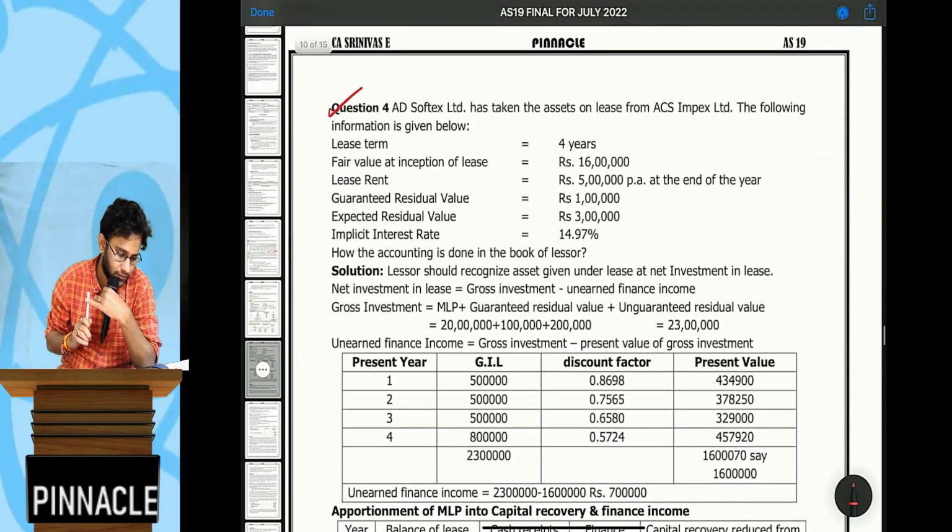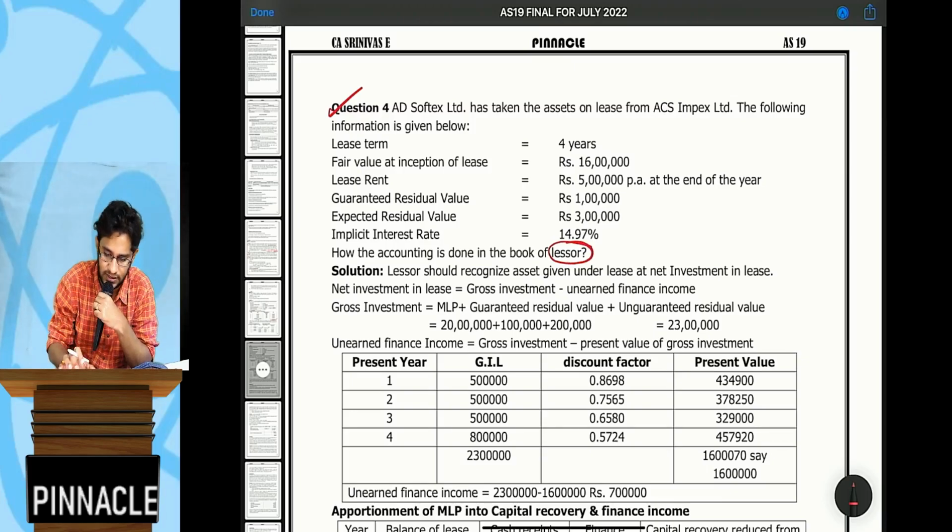Fourth question. AD Softex Limited has taken the assets on lease from ACX Impex Limited. Same data set this time also. Only thing is you have to do accounting from the point of view of lessor. This we will do in our notes, sir. Question number 4.